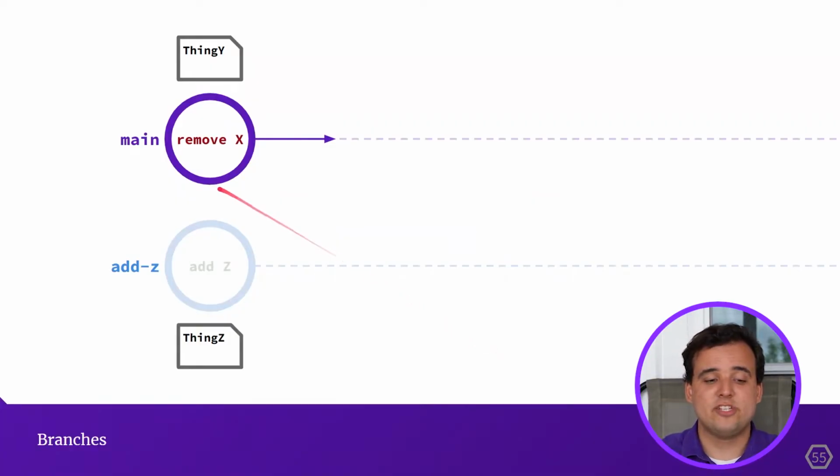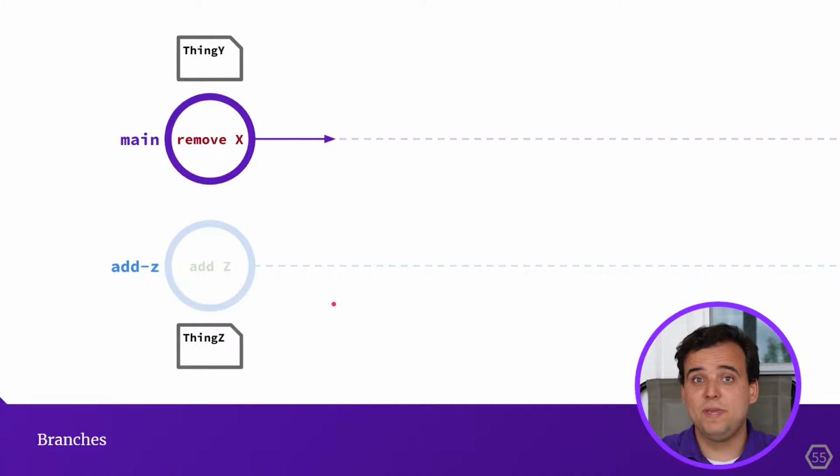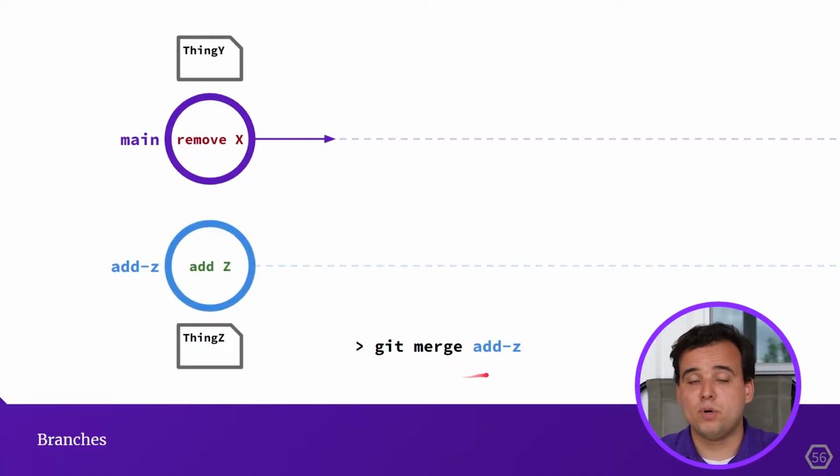Now, let's imagine that we're on the main branch and there's that other branch named add Z that has different changes to what we have. The way that we incorporate both of these changes into a single commit would be using the command git merge and then the name of the branch you'd like to merge in.